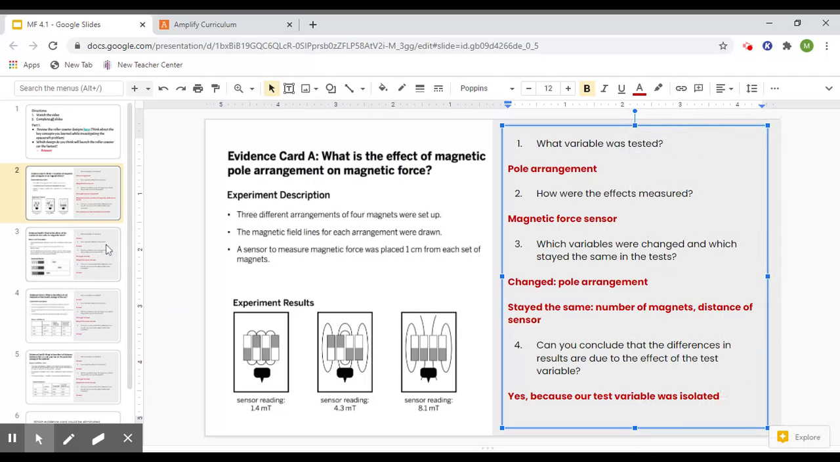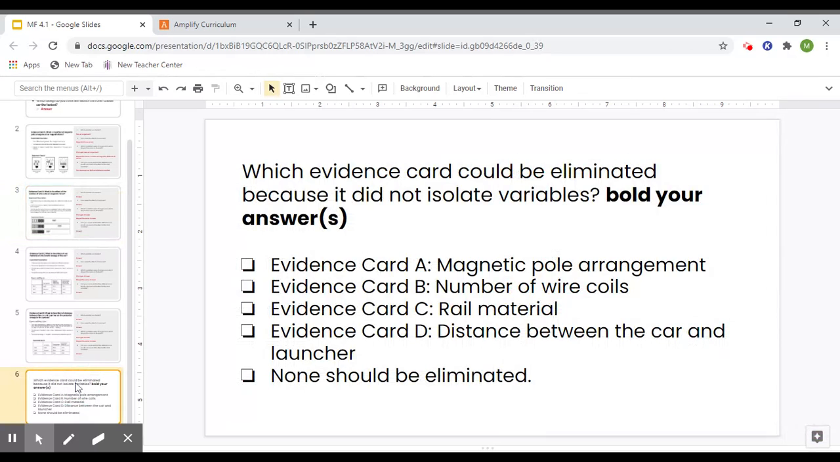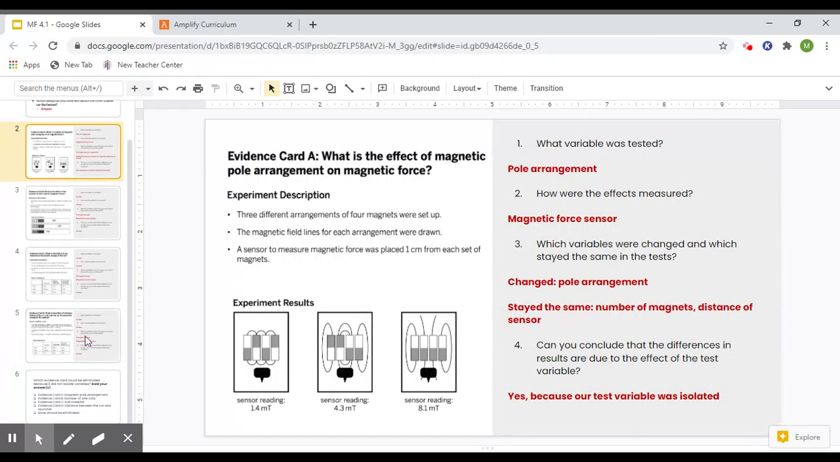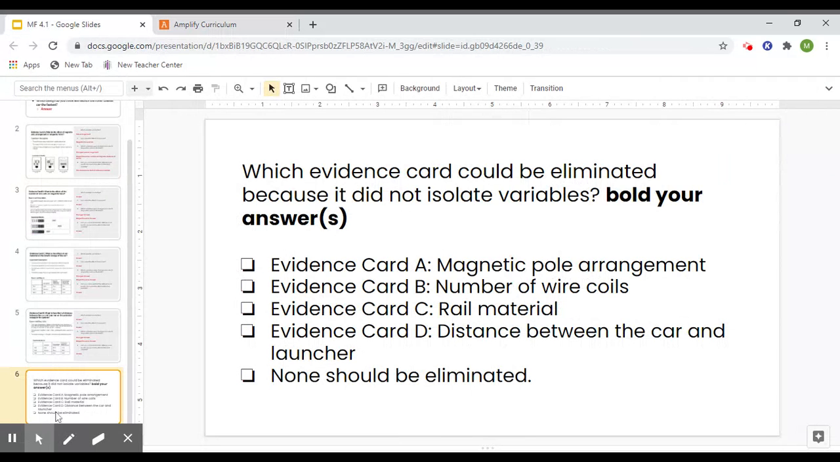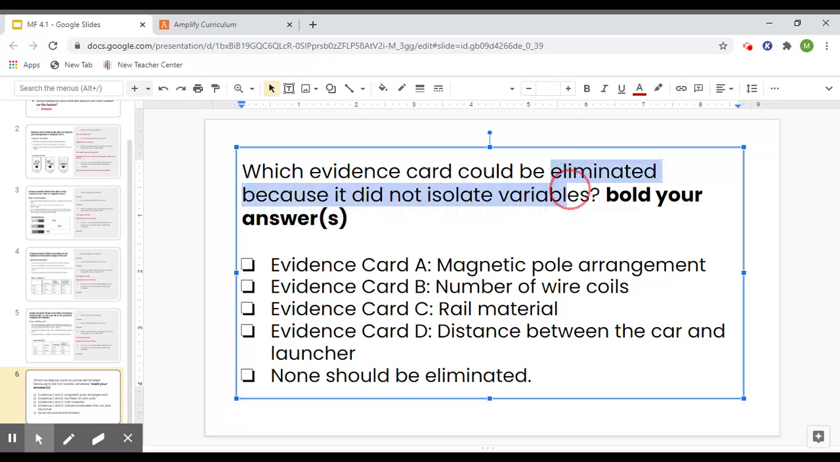Okay, and you'll do that for each evidence card. And then on the last slide, any of them where the variable wasn't isolated, like in this example where there's 2 different things changing, we're going to scrap those evidence cards for our next thing. So I would definitely say that evidence card A was good, but here we are looking for ones that we can eliminate. So card A is good to go, and we might need to eliminate 1, 2, 3, or none of the cards.